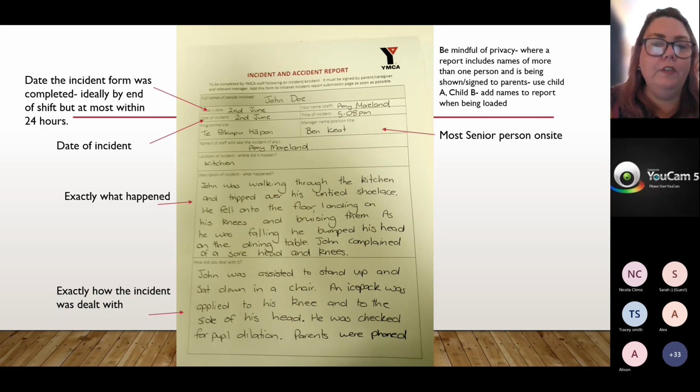And then it asks for the name of the staff who saw the incident, if any. If there was a staff member who saw the incident, their name goes in there. Sometimes there might be an incident and no staff member has seen it, so you'd make a note of that. You are writing an incident report based on what is relayed to you from children or customers or whoever the incident is about. You've got the location of the incident, where it happened, and then there's a description of the incident.